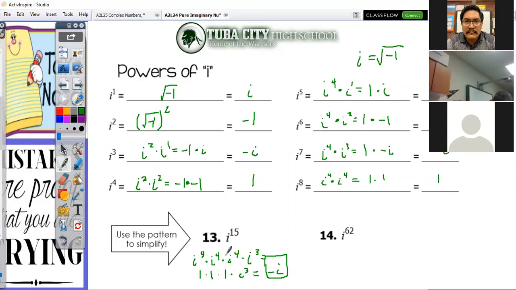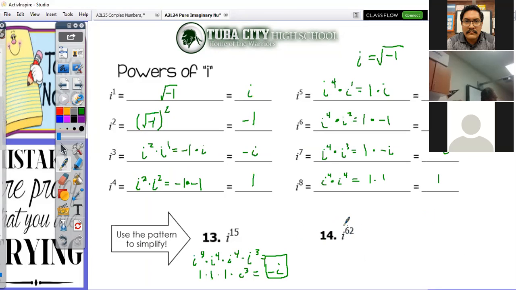All right, now this method works if your number is small enough that you can get a good number of i to the 4 powers. But in this case, with 62, we have a lot of 4 powers in there, and there's no real telling how many we have to do. There is a shortcut, but it is complicated, so try to follow along here.